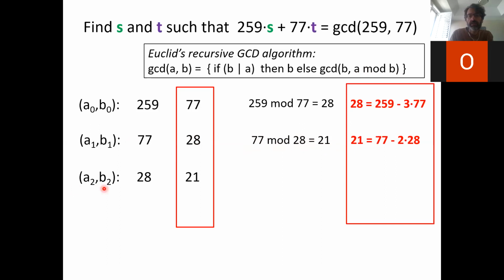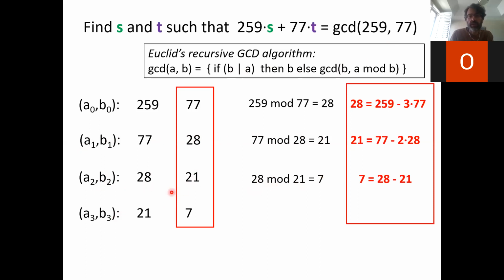Again, in the next recursive call, the A value is the previous B, so this got copied here. And the B value is A mod B of the previous A and B, so it's going to be 21. Let's recurse. Again, 21 does not divide 28, so I'm not in the base case yet. So I have to compute 28 mod 21. That's simple, it's 7.